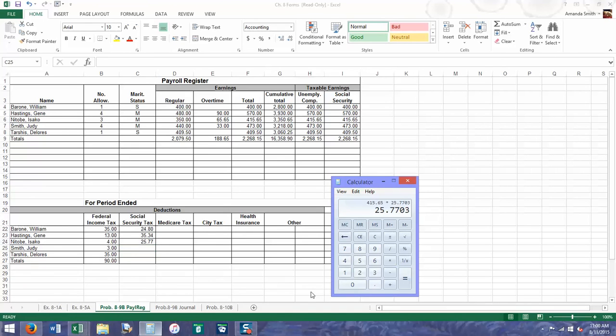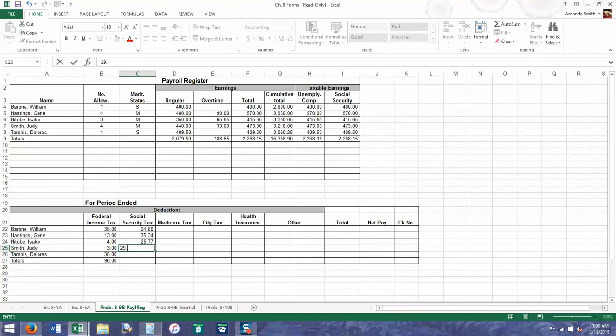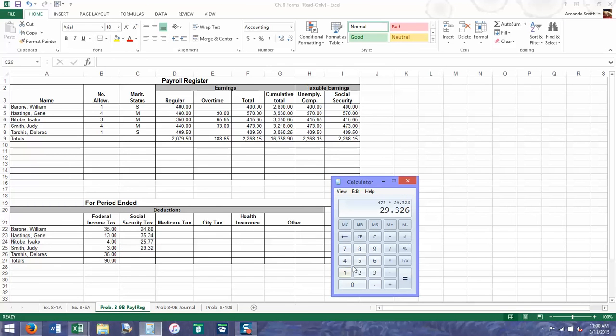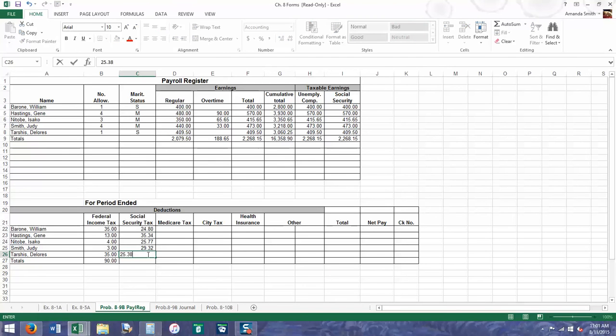This is where a lot of students get into trouble, is with the rounding on these problems. So if you have any questions on how to round, let me know. This is going to be $29.32. We're going to round down to give the employee as much information as possible. We want them to be happy with their paycheck. The last employee is $409.50, $25.38. Again, we're going to have Excel do the auto sum.